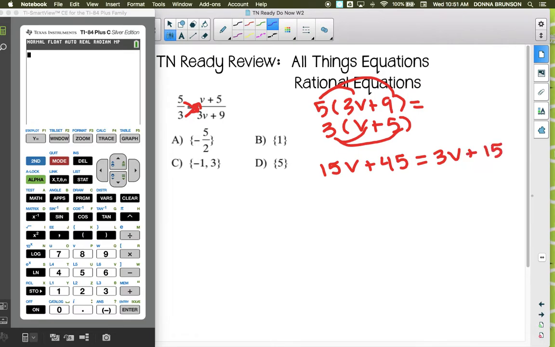So I know that when I'm solving equations, the goal is to get the variable by itself. So I'm going to take this 3v and move it to this side. But the only way that I can make this positive 3v disappear is by subtracting 3v, and then that will zero it out. By the rules of equality, what I do to one side, I must do to the other, and so now I have 12v. Okay, I also need to do the same thing with this 45. So it is a positive 45, and the only way I can zero it out is to do a negative 45. So I'm going to cross that out.